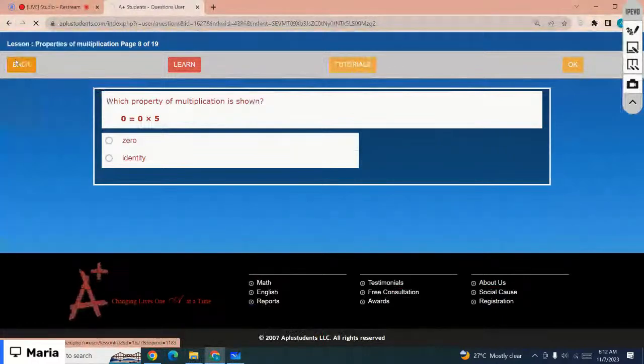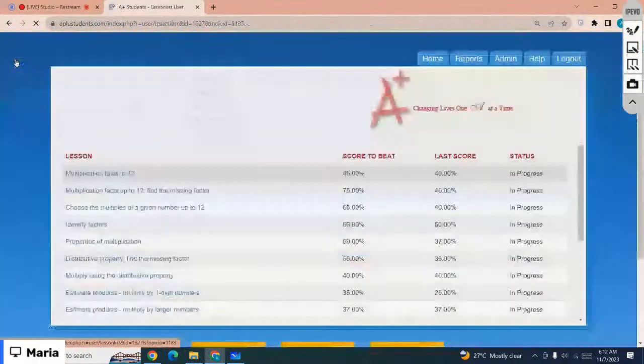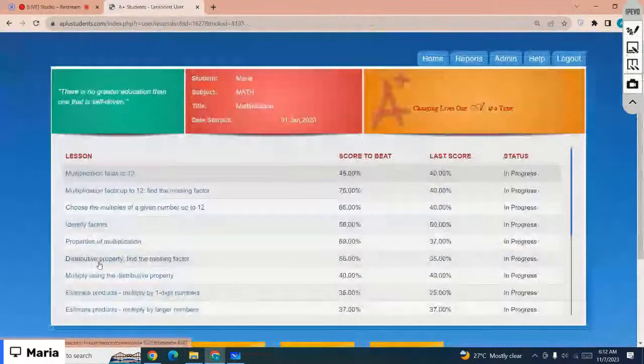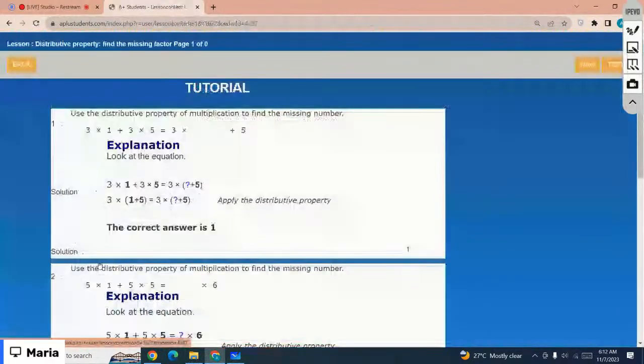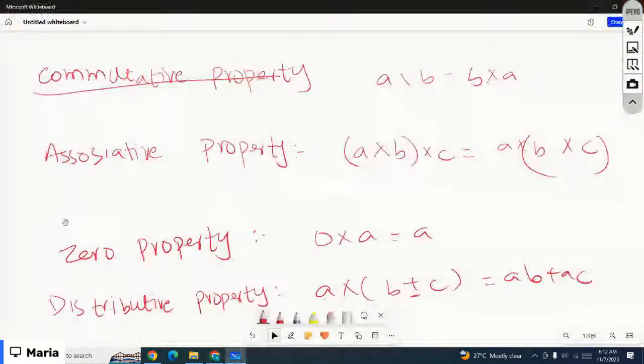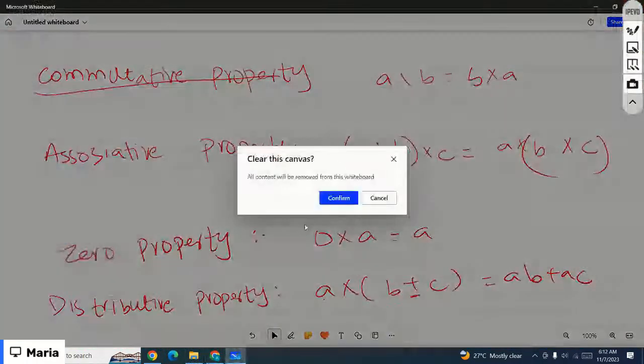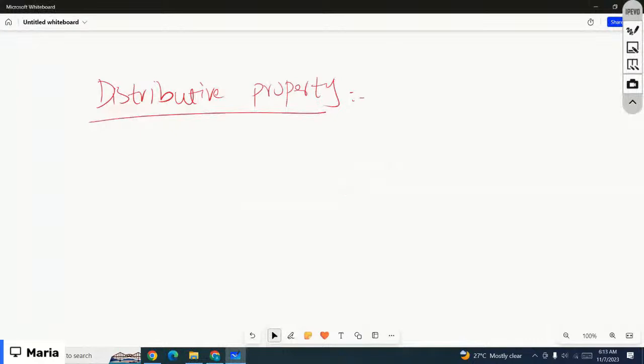The next lesson is distributive property, find the missing factor. So we just discussed the distributive property. Let me just explain again. Now just listen to me carefully. I'm going to explain what the distributive property is. In the distributive property, two operations are involved. One of them is multiplication, the other one is sometimes addition, sometimes subtraction, right? So you can apply the distributive property to addition and subtraction as well.